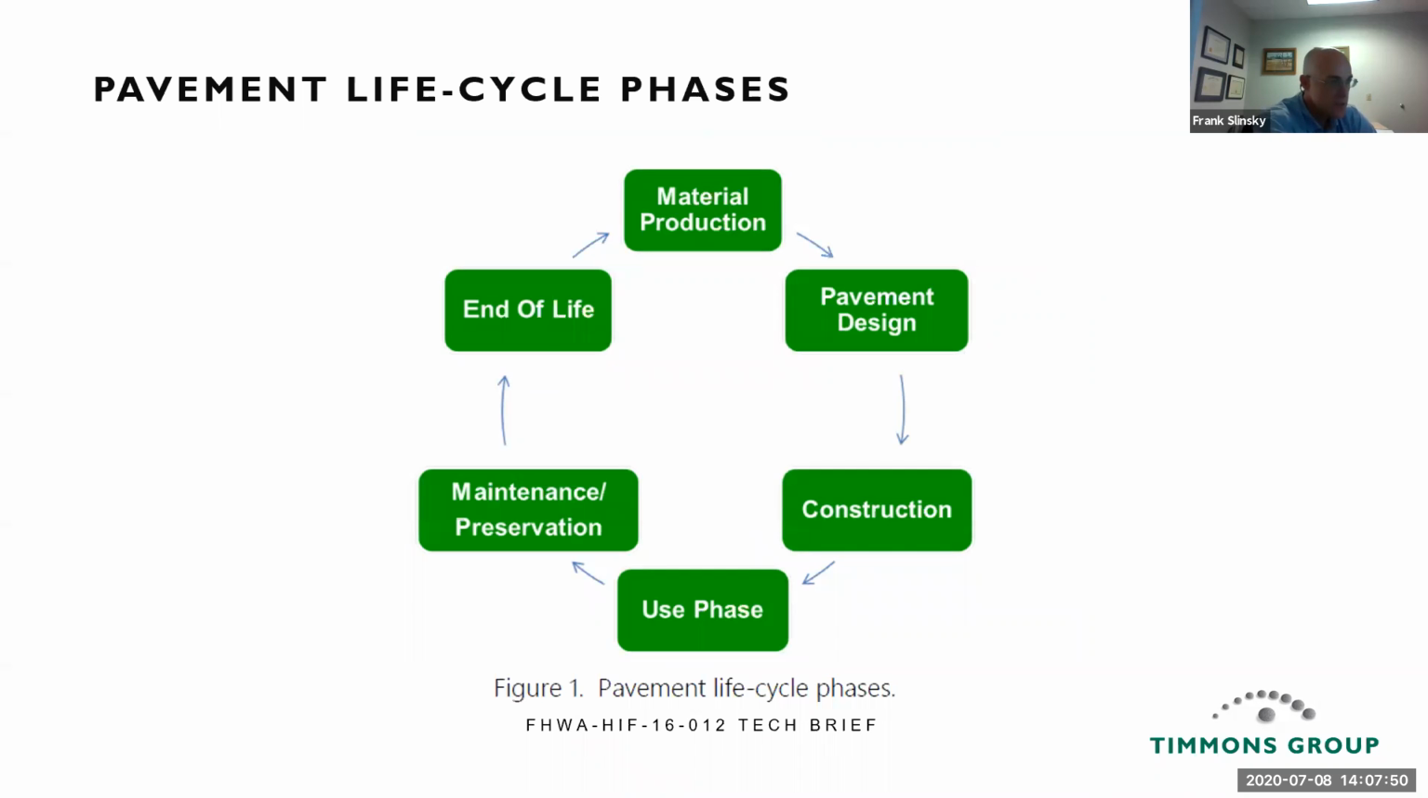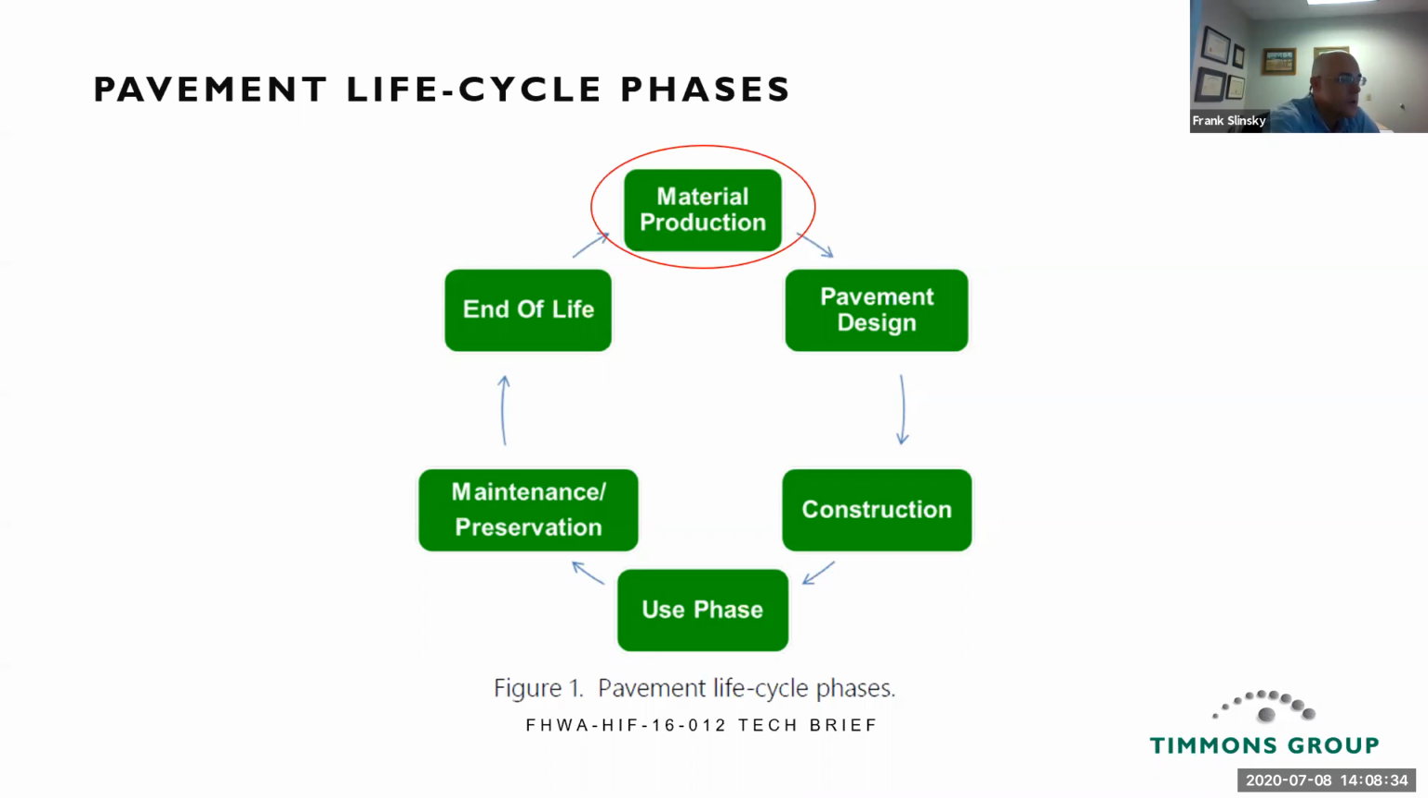So pavement life cycle phases include material production, pavement design, construction, a use phase, a maintenance and preservation phase, and then the end of life. I'm going to go through each of these a little bit quicker for material production, pavement design, construction, and use phase, because this is a talk about maintenance and preservation. But I wanted to provide this information as well because it provides some good background when we start talking about maintenance and preservation.